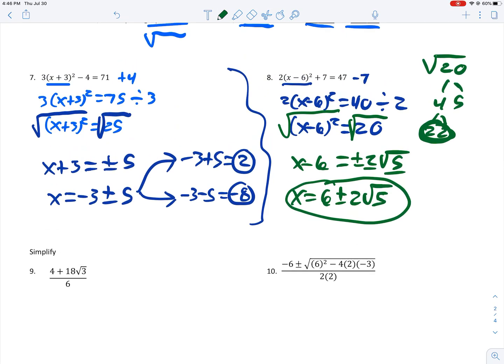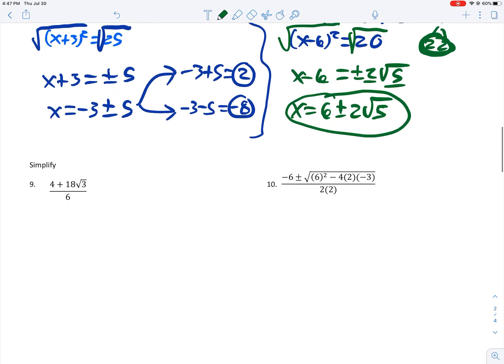Okay, so these first 8 examples, all 8 of them we can solve. Sometimes there's going to be some quadratics that you can't solve with square roots. You can't solve by factoring. But that's still not going to stop us. So we're going to get into what we call the quadratic formula. Not today, but we're going to get into it in our next lesson.